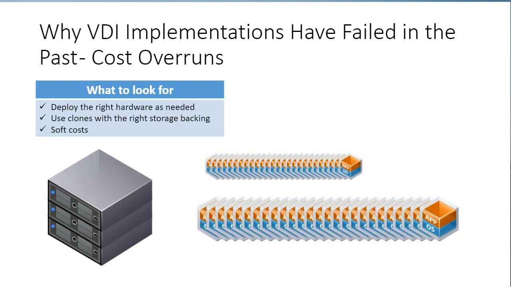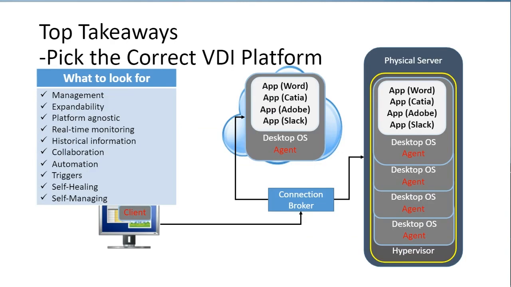An I/O storm is just when everyone boots up at the same time, it tends to use a lot of IOPS. So you need to make sure you have the capacity for that. Cost overruns. People would buy these big composed infrastructures, buy these big storage arrays, and not consume it. It became very expensive. HCI really reduces the risk of over provisioning hardware and cost overruns. So make sure you pick the correct VDI platform.